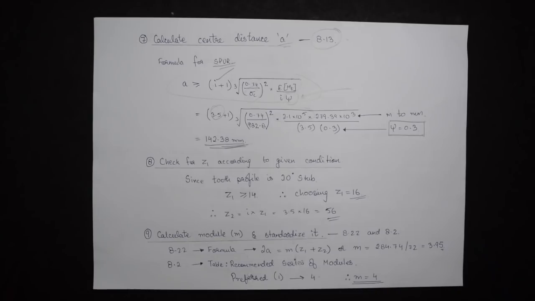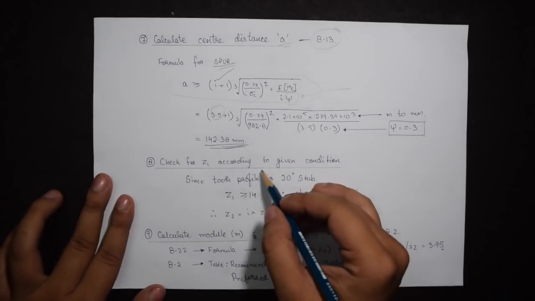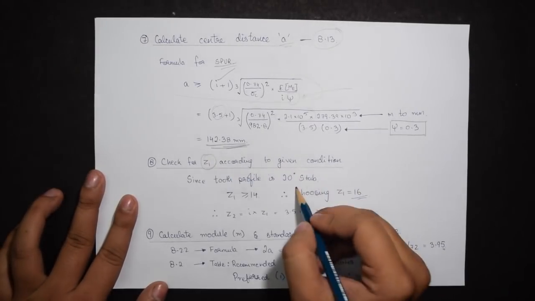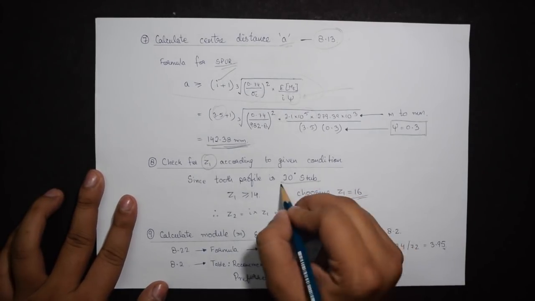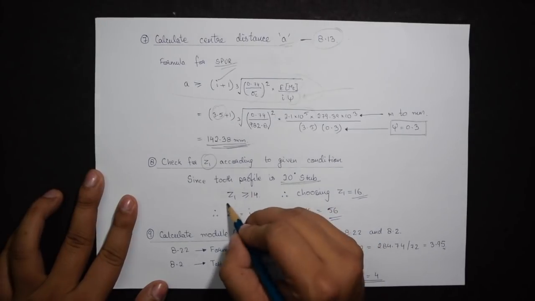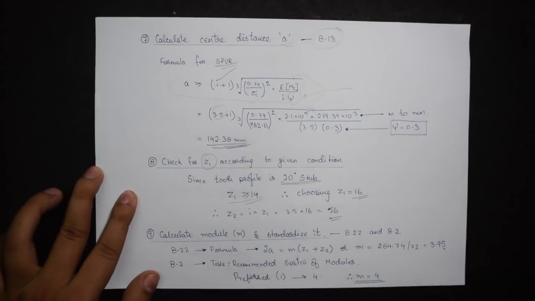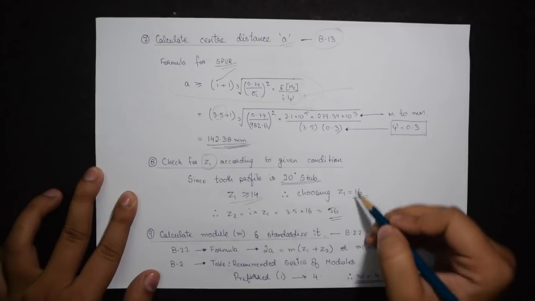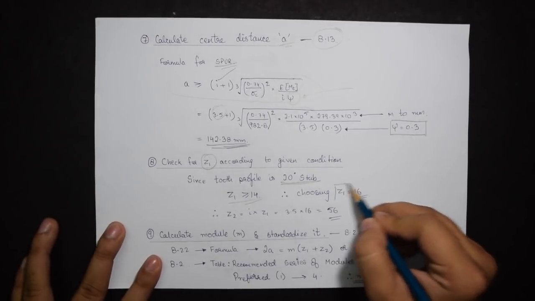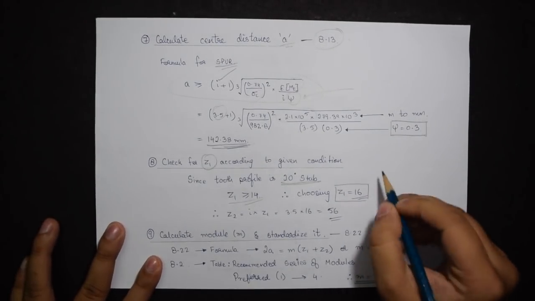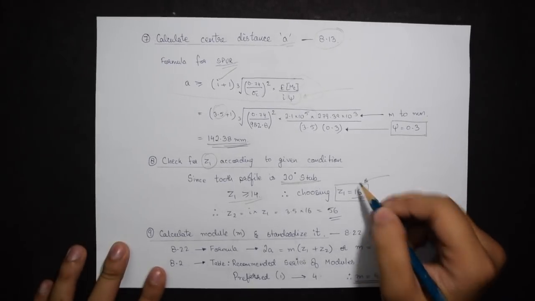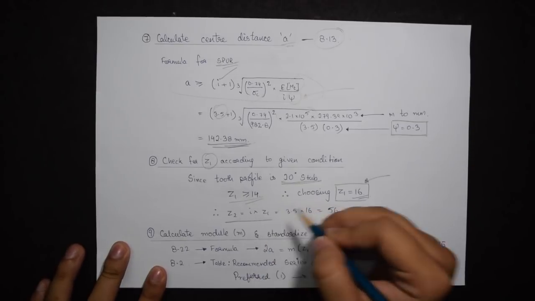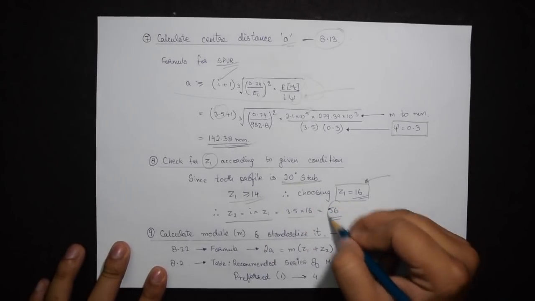Continuing step 8, we will find the Z1 according to the given conditions. So the tooth profile is 20 degrees stub, therefore Z1 is greater than or equal to 14. As I told earlier, we'll be choosing a little more than this value and an even number, so Z1 is equal to 16. At the same time, I can calculate Z2, which is I into Z1, or 3.5 into 16, which turns out to be 56.